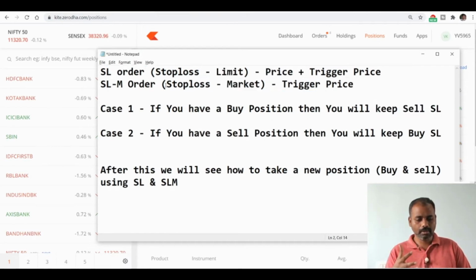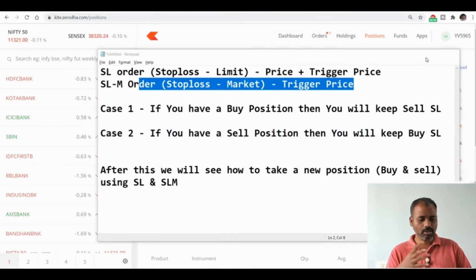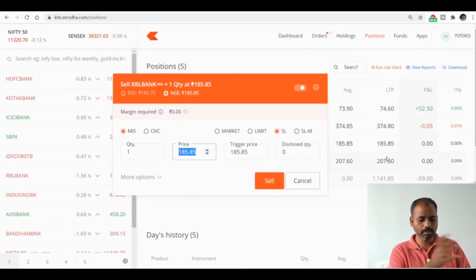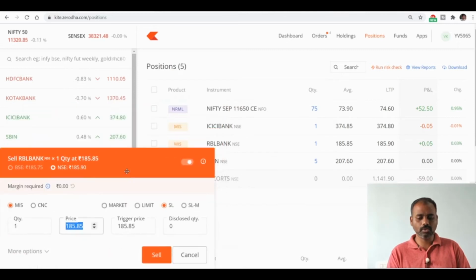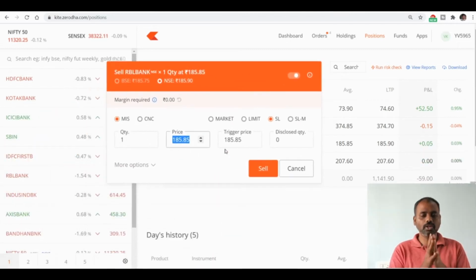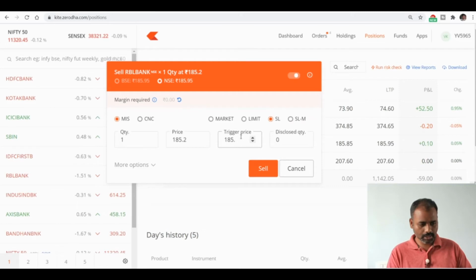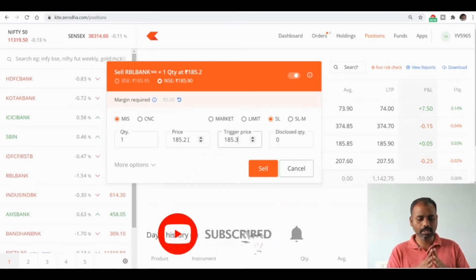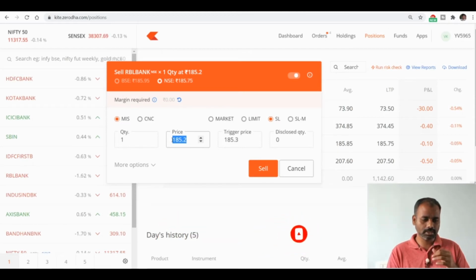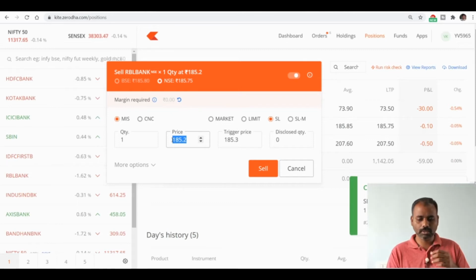We already saw that SLM will execute at the market price. Now I bought the stock at 185.85, that is the average price I bought. Suppose I want to sell it at exactly 185.2, not less than that. So I will keep a trigger of 185.3 and I want to sell at 185.2. When this trigger of 185.3 is achieved, my stop loss 185.2 will get activated. So it will always try to sell at 185.2 and greater than that. It will not actually sell below that.